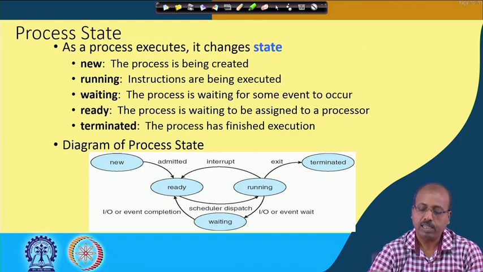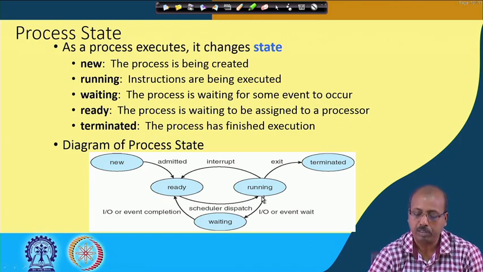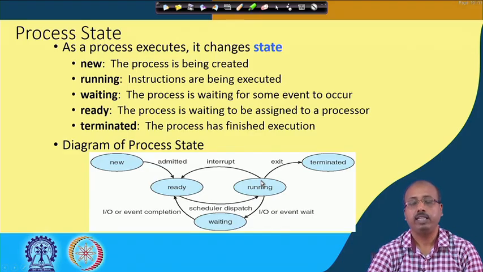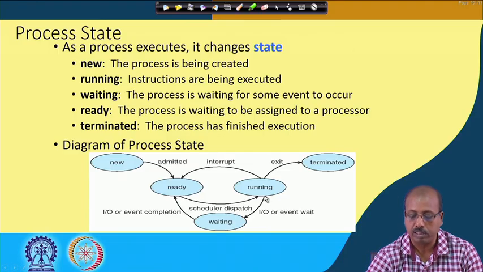So, whenever a process wants to do some input output operation or some event wait, it is put onto a waiting state, and the next ready process from the queue is taken by the scheduler and put onto the running state. So this scheduler dispatches the next process from ready to running. The CPU is busy handling the next process, and this process which was waiting.